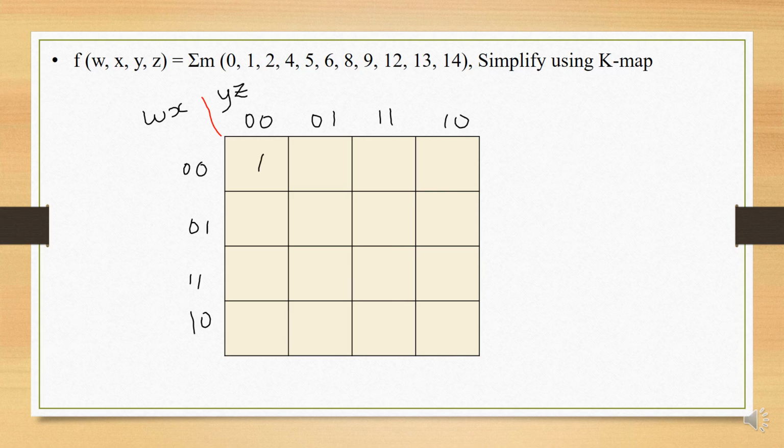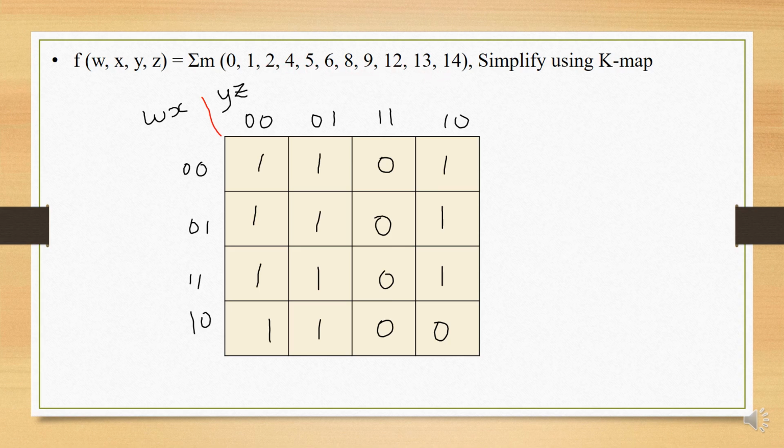So this is 1, 1, 1, 1, 1, 1 here. Next 1, 1, 1, 1. In the remaining cells, you need to place logic 0s. Let me cross verify. So here we have cell number 0, 1, 2, 3, 4, 5, 6, 7, 8, 9, 10, 11, 12, 13, 14, 15. So we have to place logic ones for these cell numbers 0, 1, 2, 4, 5, 6, 8, 9, 12, 13, 14.